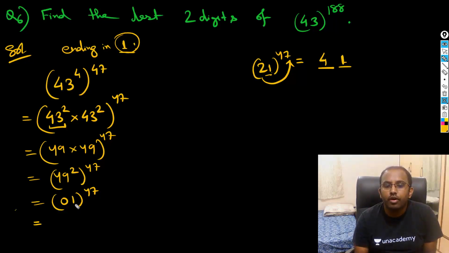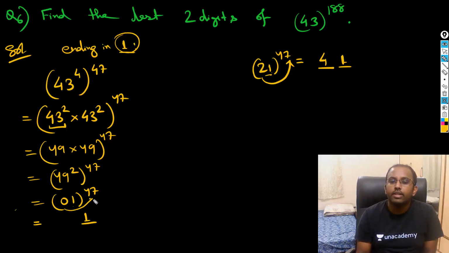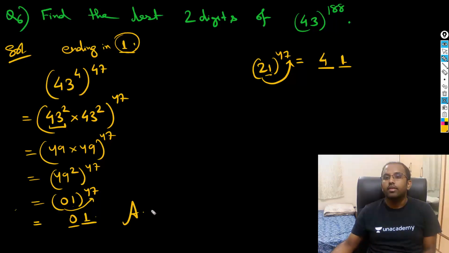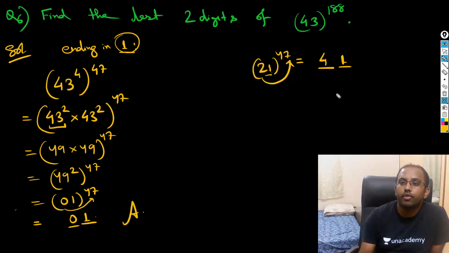So 41 is the last two digits. Similarly, 1 raised to anything is 1 only, and 0 into anything will be 0 only. So what are the last two digits? 01. So 01 is the answer for this question, the last two digits of 43 raised to 188. Fine. Let's go to the next question.